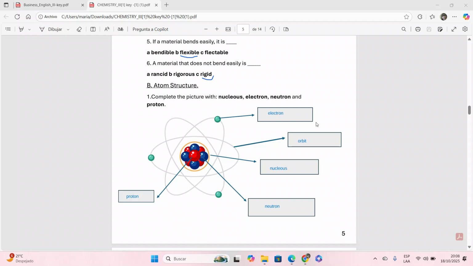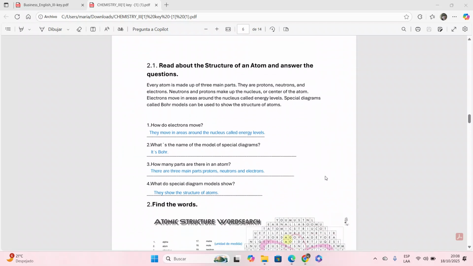B. Atom structure: electron, orbit, nucleus, neutron, proton. 2.1. Read about the structure of an atom and answer the questions. Every atom is made up of three main parts. They are protons, neutrons, and electrons. Neutrons and protons make up the nucleus or center of the atom. Electrons move in areas around the nucleus called energy levels. Special diagrams called Bohr models can be used to show the structure of atoms.